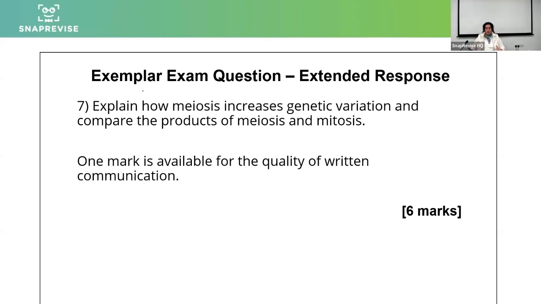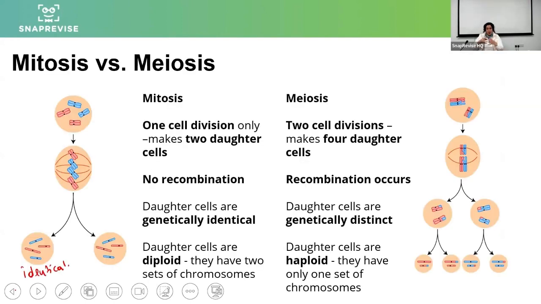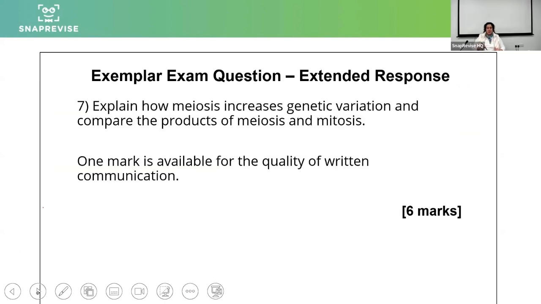Explain how meiosis increases genetic variation and compare the products of meiosis and mitosis. This is actually a pretty generous phrasing, I would say, because sometimes they might literally just say compare and contrast meiosis and mitosis. Whereas here we're told that you also need to make sure to include in your answer the products of mitosis and meiosis. We would do so anyway, even if we weren't told, because that's part of what comparing mitosis and meiosis is. But now we're told explicitly. 1 mark is given for the quality of written communication.